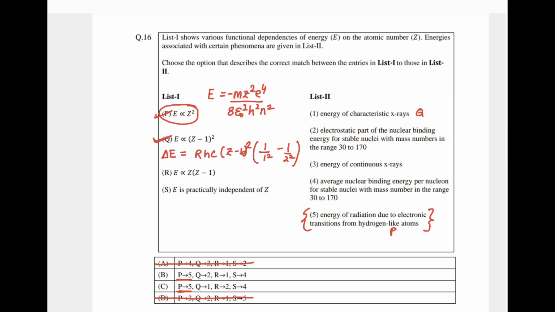So Q matches with 1. Q is matching with the third option, so we can directly tick C over here, but I'm giving one more reference. E proportional to Z minus 1. This formula is not in any of the texts, but it is generally taught in classroom programs.